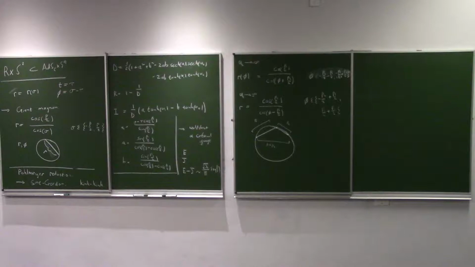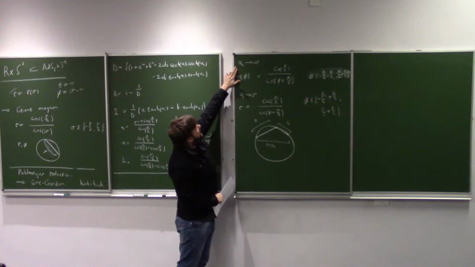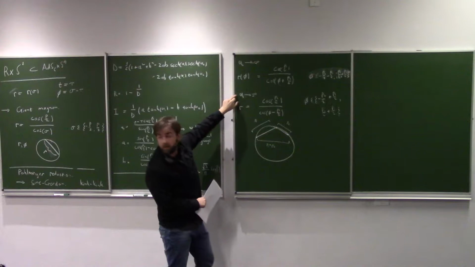So in this one, P2 goes to 0, so that corresponds to this magnon here. And in this one, P1 goes to 0, so that corresponds to this one over here. So that's how I isolate these two.